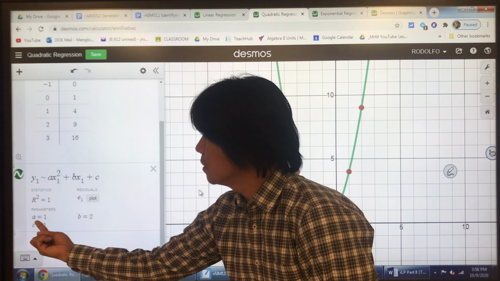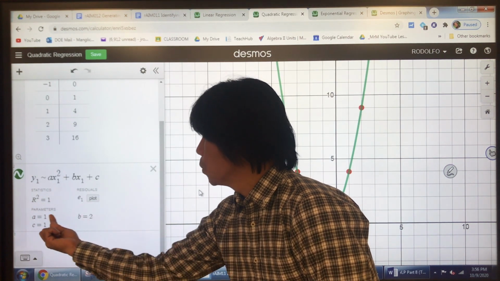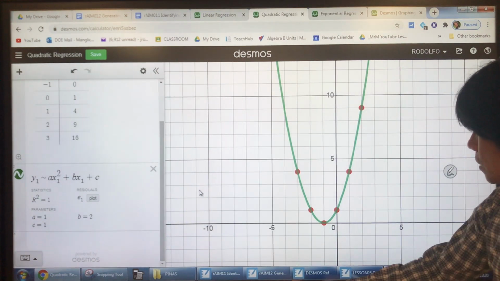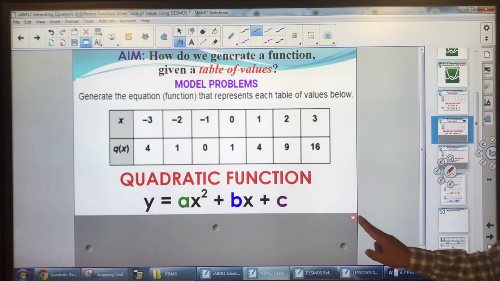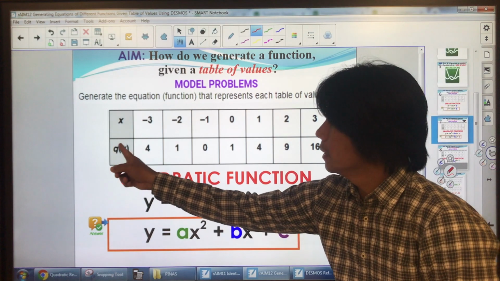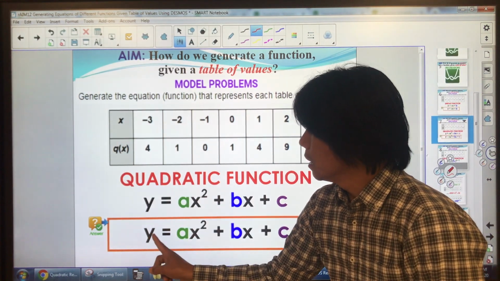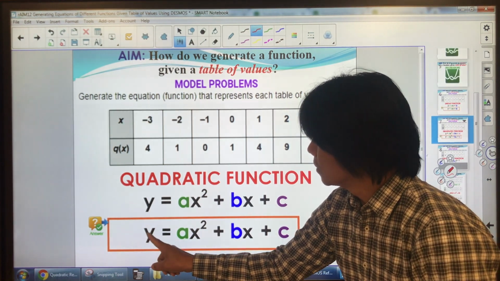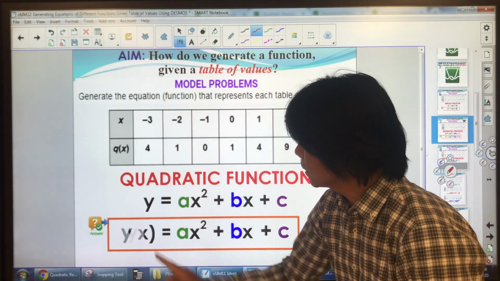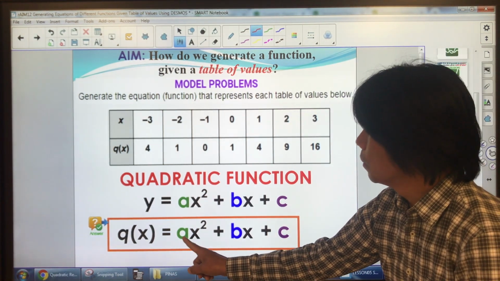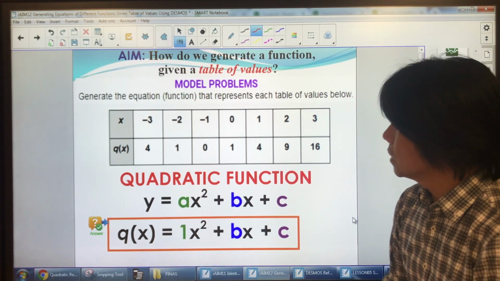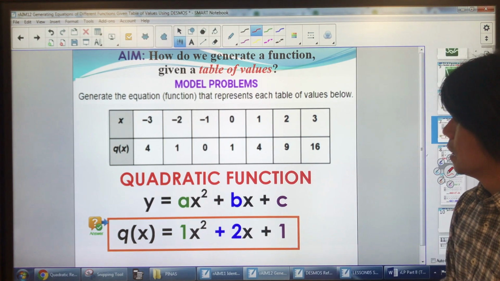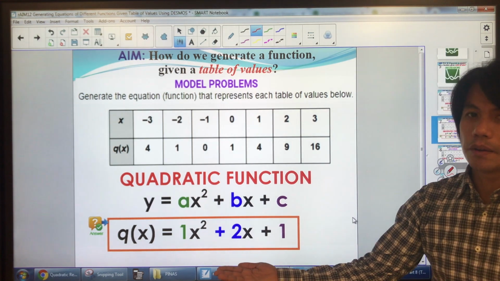Now we have the values of a is 1, b is 2, c is 1. Let's go back to our slide. Again, this is Q of x. If you keep y equals, you will lose a point. So Q of x equals, we know that a is positive 1, b is positive 2, and c is positive 1. There you have it.